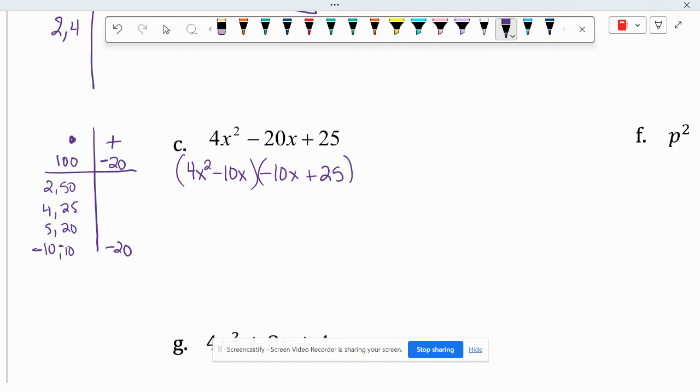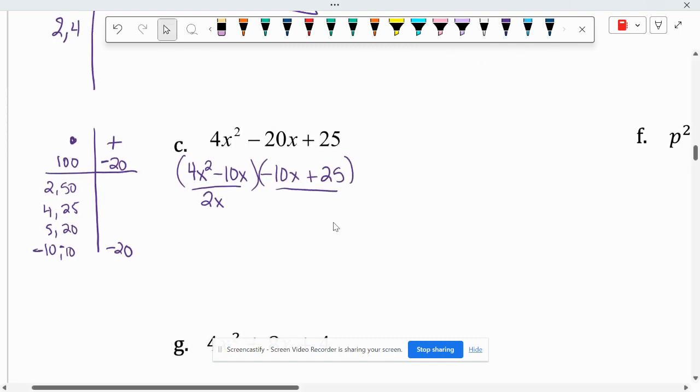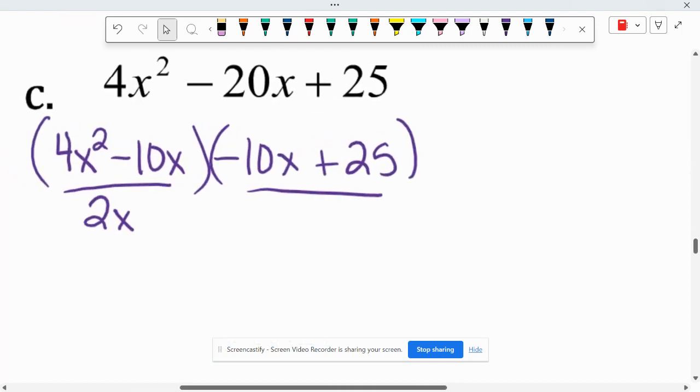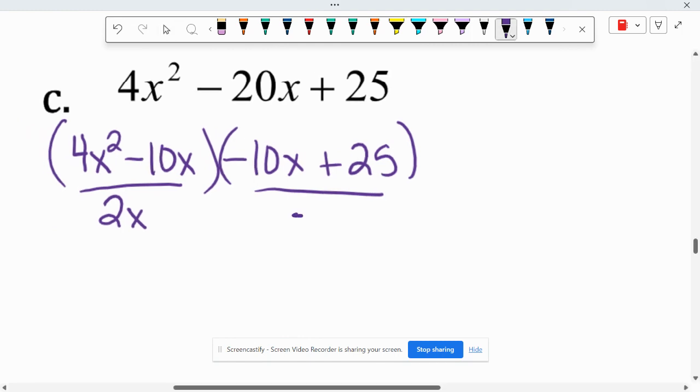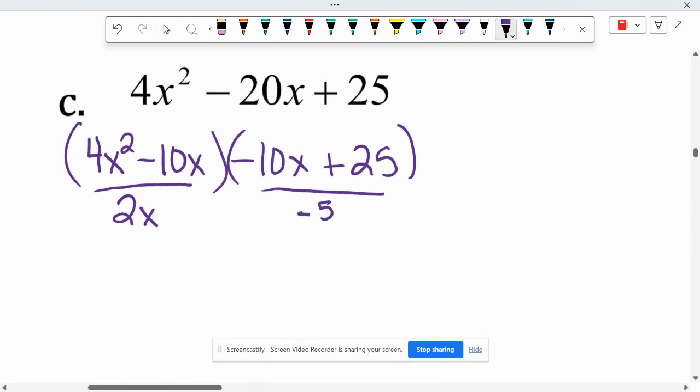All right. Quali, what's the greatest common factor in that first term? 2x. Rustin, what's the greatest common factor in the second term? It's negative 10x plus 25. Nope. What are both of those divisible by? A 5. We're going to take out a negative 5.